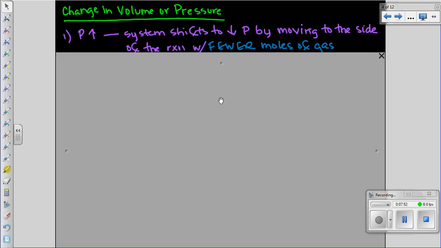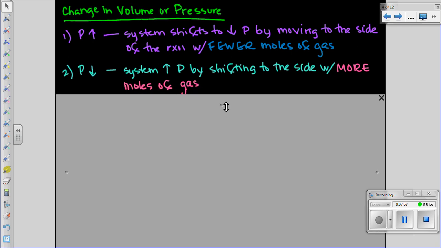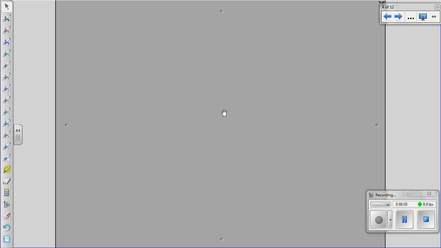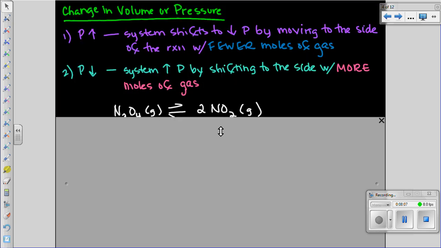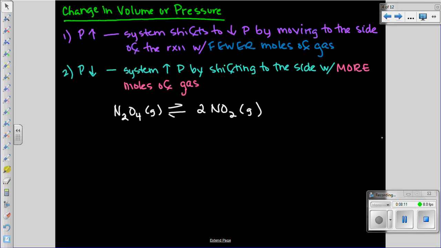Now, in the opposite situation, if pressure decreases, that's the stress on the system. The system tries to increase pressure by shifting to the side with more moles of gas. So when you're doing problems like this, you need to pay attention to how many moles of gas you have on each side of the reaction. If you have something that's a solid, you don't consider it. A solution, you don't consider it.